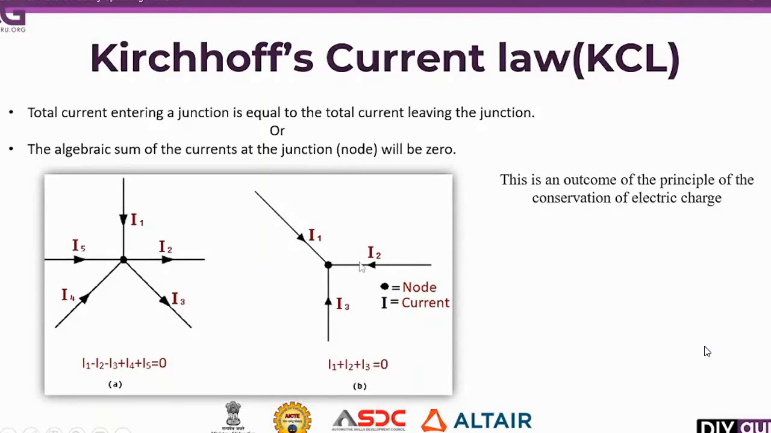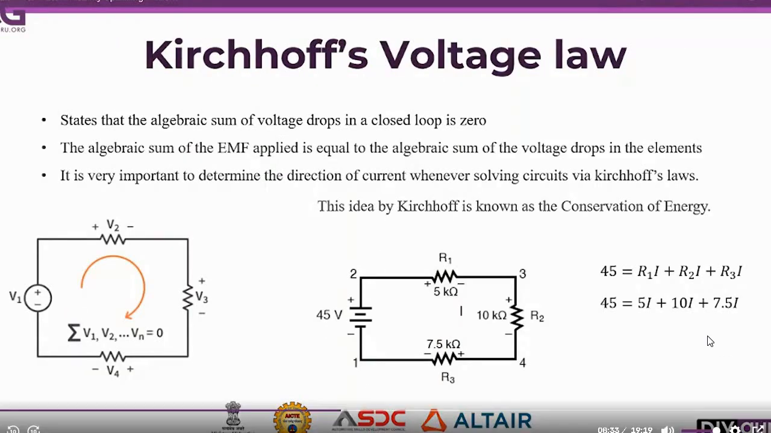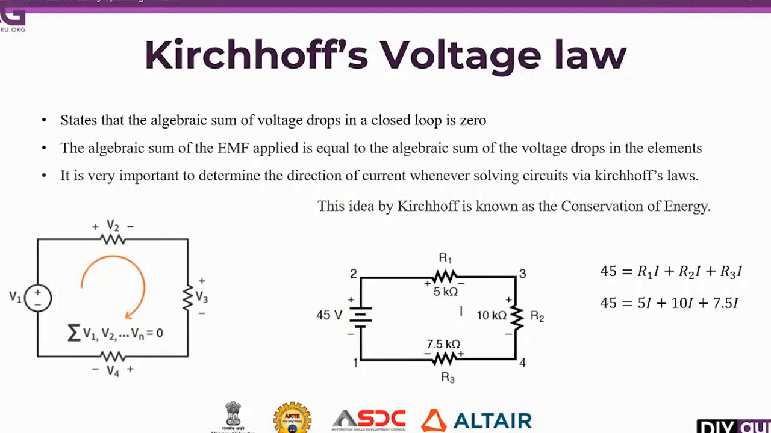Okay. So here the same circuit is representing the leaving currents. Now by the KVL, we should have a closed path. The definition states that the algebraic sum of voltage drops in a closed path is equal to 0. So the algebraic sum of the voltage drops.